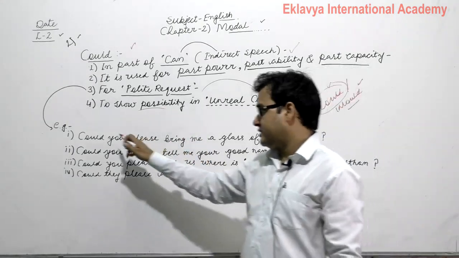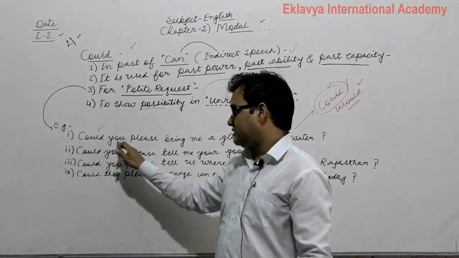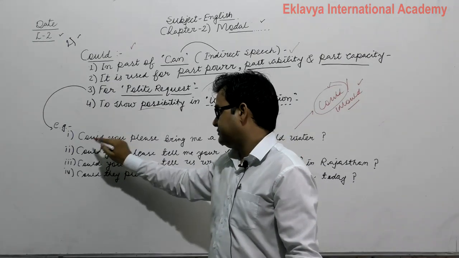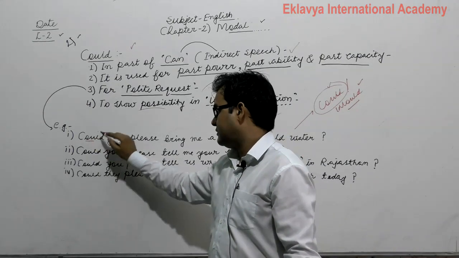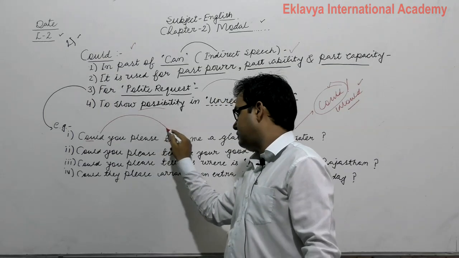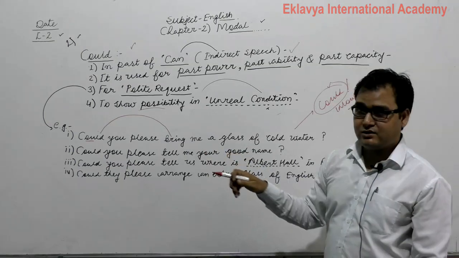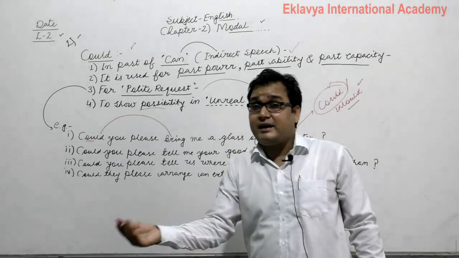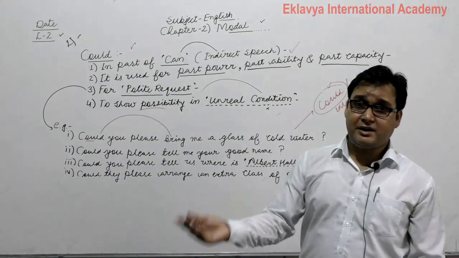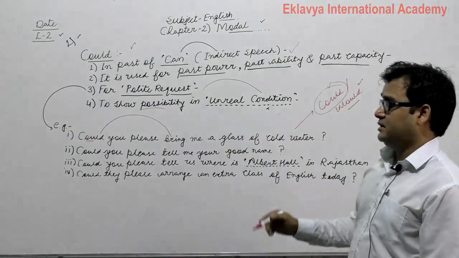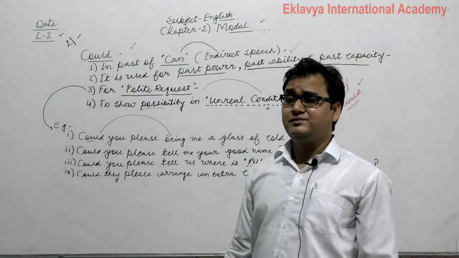Okay, let's have it now. Example number 1 is could, helping verb plus subject plus your main verb are here. So could, and plus first form. This exactly example is of your interrogative example. यहाँ पर ऐसा कर सकते हैं क्या, ऐसा करोगे क्या, रिक्वेस्ट करके पूछ रहे हैं आप. Could you please bring me a glass of cold water?